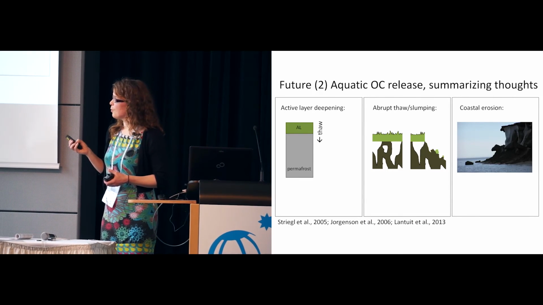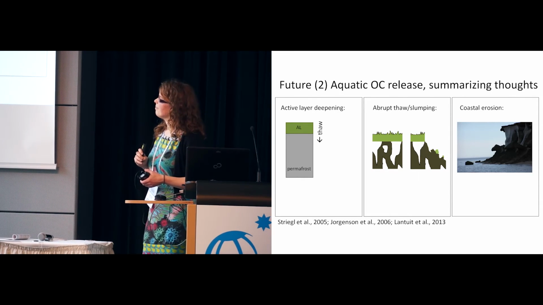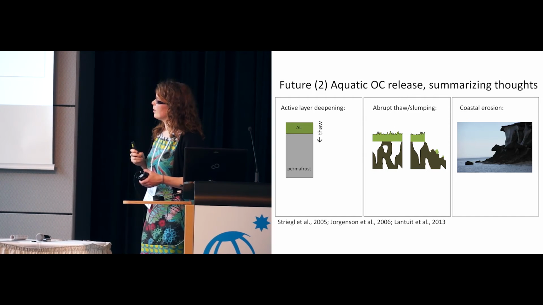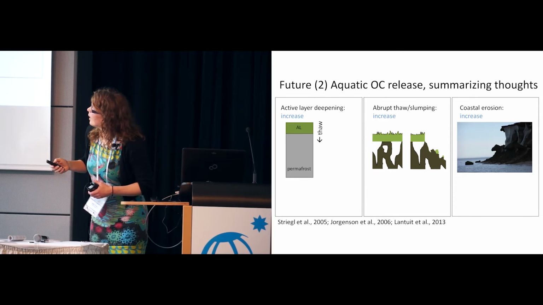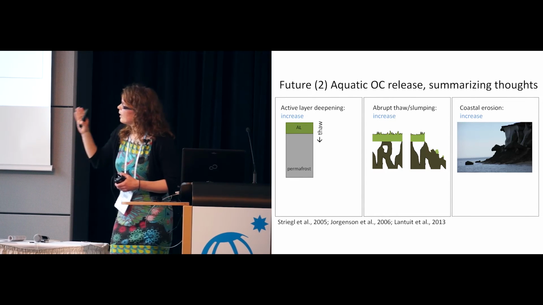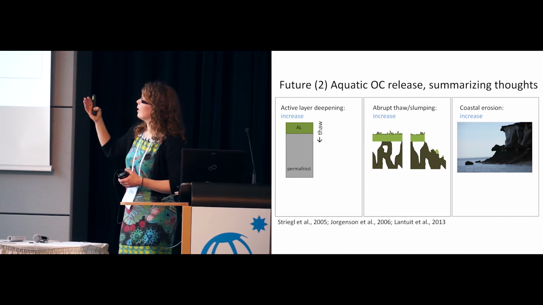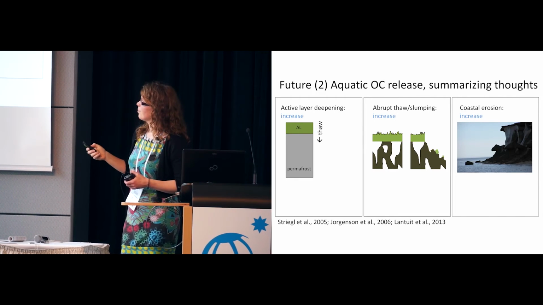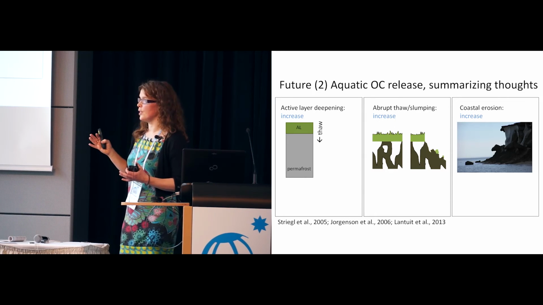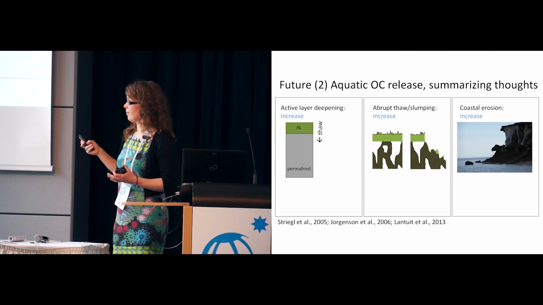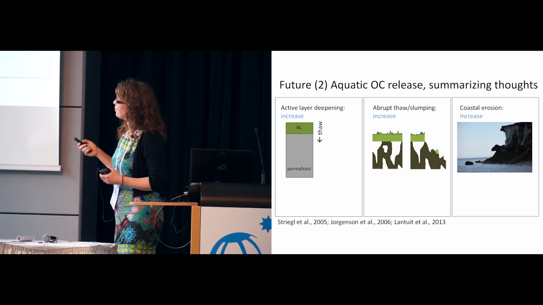So I'd like to summarize with a few things that I collected from this talk and where we could maybe, well, hopefully do something with. I think dividing it again into active layer deepening as a thaw type, abrupt thaw, and coastal erosion, I think we basically all agree that most of these features are increasing. So there's increasing thaw and increasing coastal erosion.